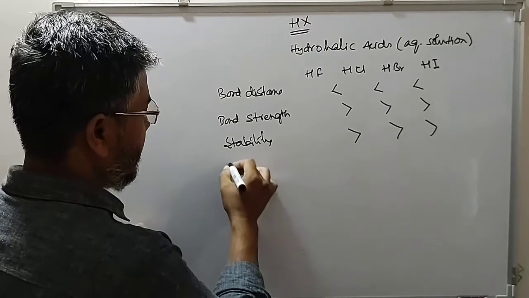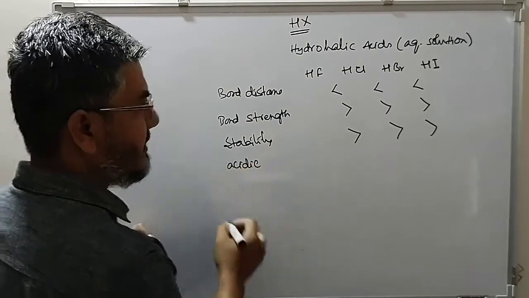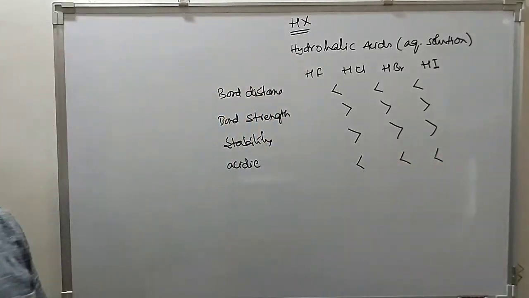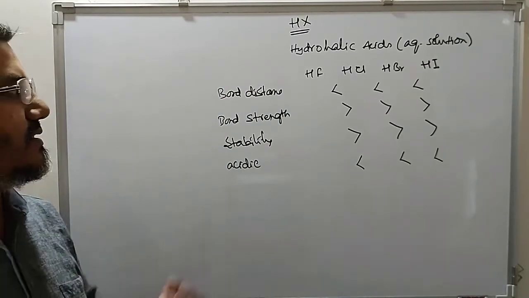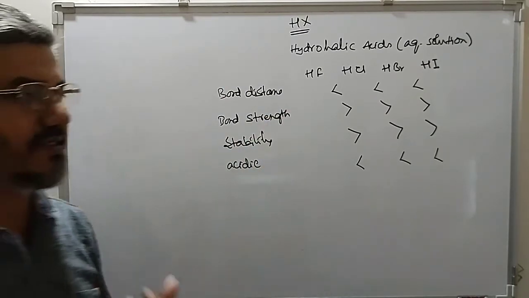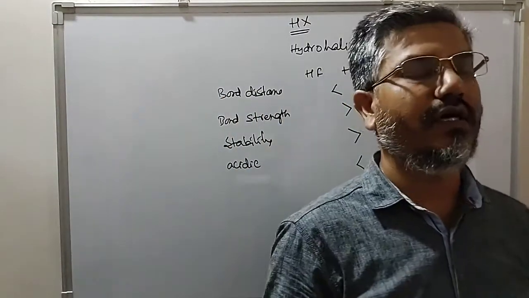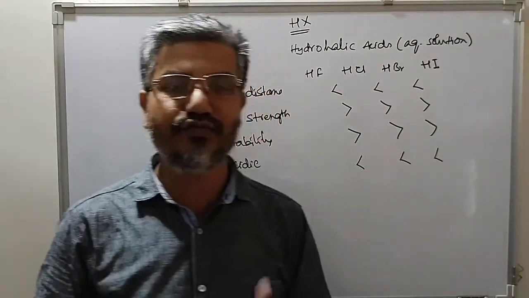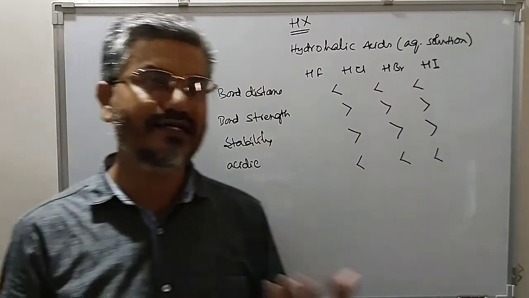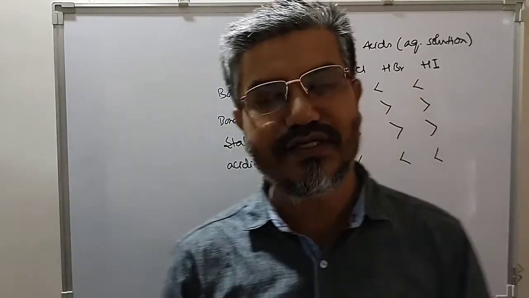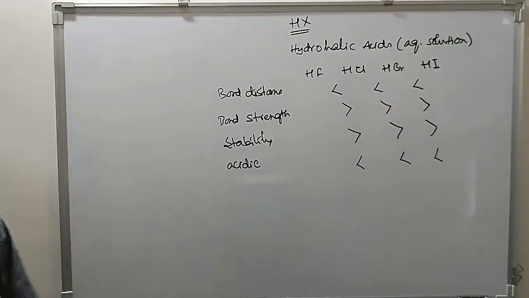Now based on this, we say the acidic strength of this HX increases from HF to HCl to HI. So in aqueous solution, HI is the strongest acid and HF is the weakest acid. Now the question here is, fluorine being the most electronegative, the polarization of bond is maximum in case of HF, so HF should have been the strongest acid. But hydrogen being attached to fluorine, this hydrogen is stabilized by hydrogen bond.